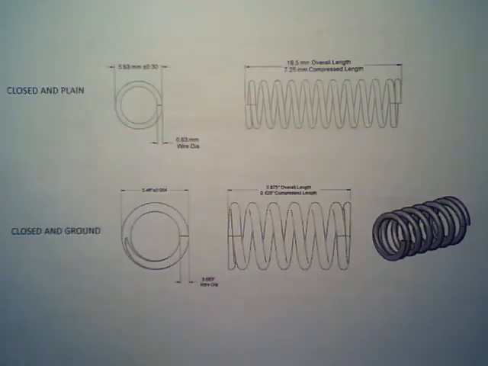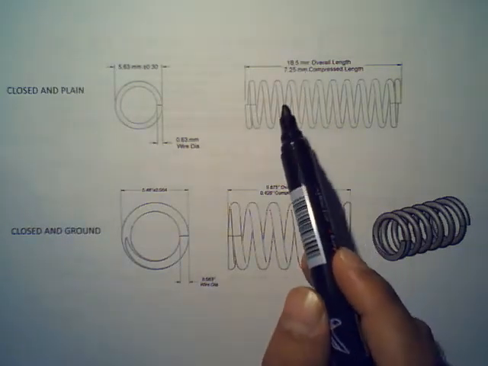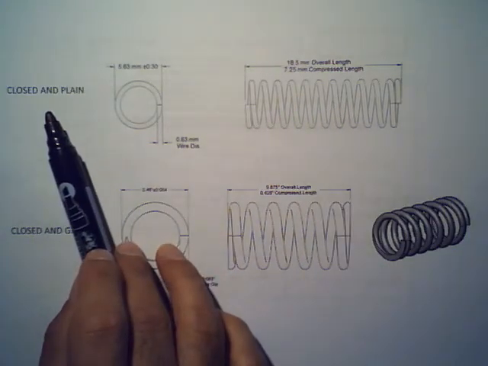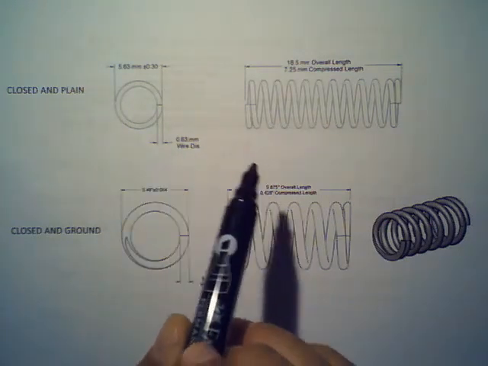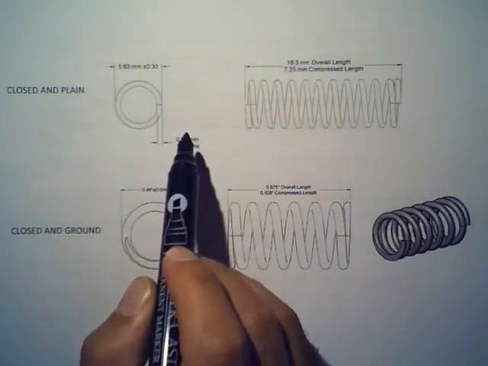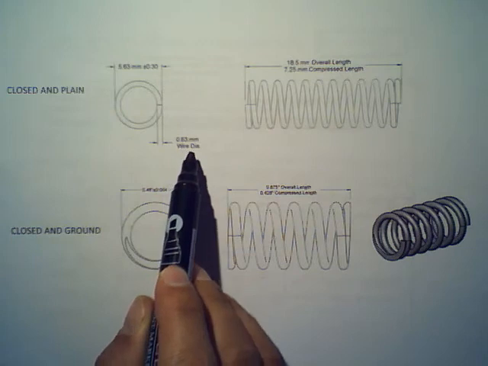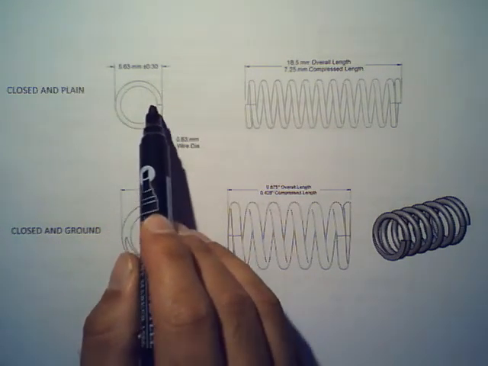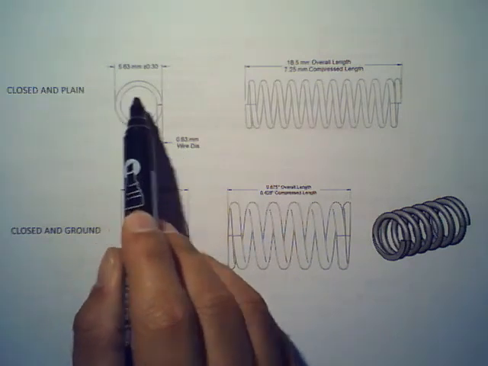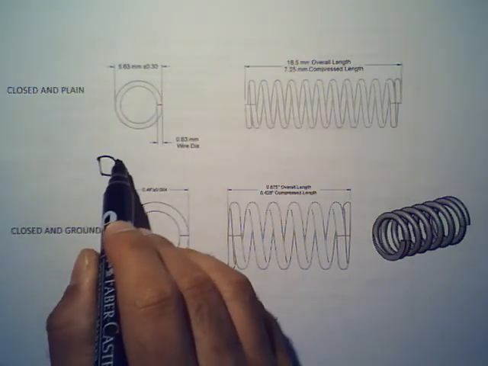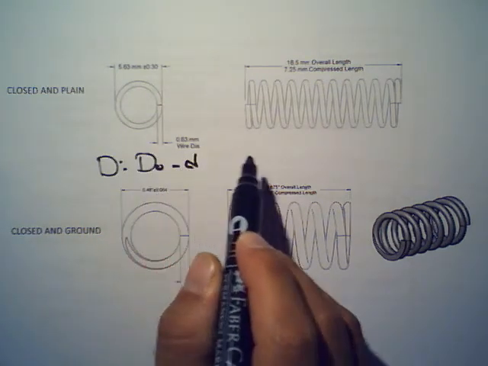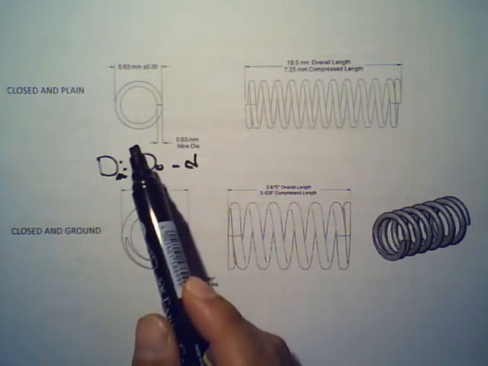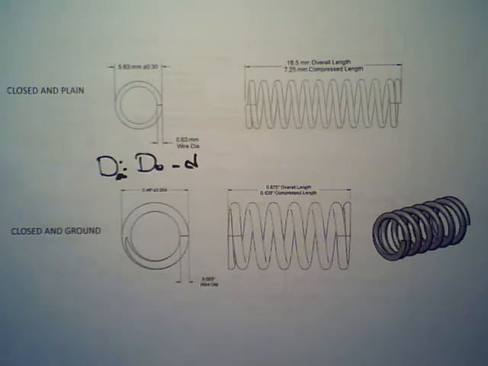In this diagram, we have simple CAD drawings of a typical spring. This is closed and plain, and on a diagram they would give you the outer diameter and the wire diameter. If you want to get the mean diameter, it's going to be the outer diameter minus wire diameter over 2 minus D over 2. So the mean diameter is going to be DO minus D. This is going to be your mean diameter, which we use in the rest of the equations.